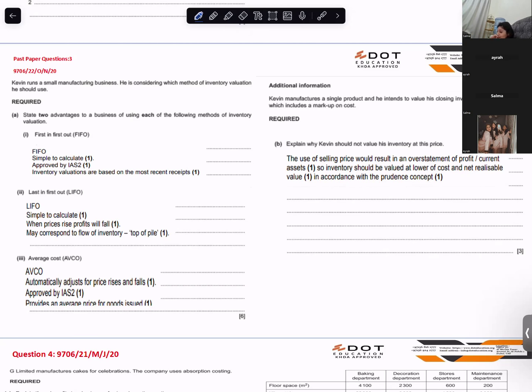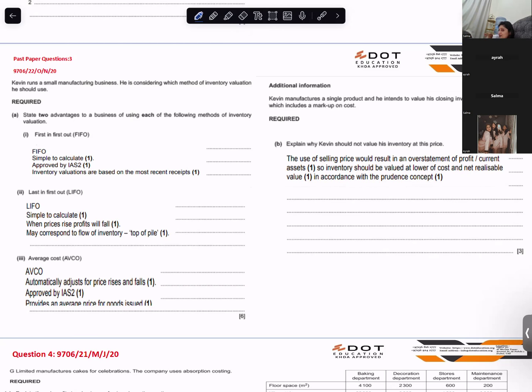For LIFO, it may correspond to the flow of inventory, top of the pile. What does that mean? No idea. Top of the pile means what is there on the top, you remove it first. So what is there on the top is going out first. So an advantage of LIFO is it is simple to calculate, and it corresponds to the top of the pile. That means what you can see first, you are taking that and selling it first. Okay.